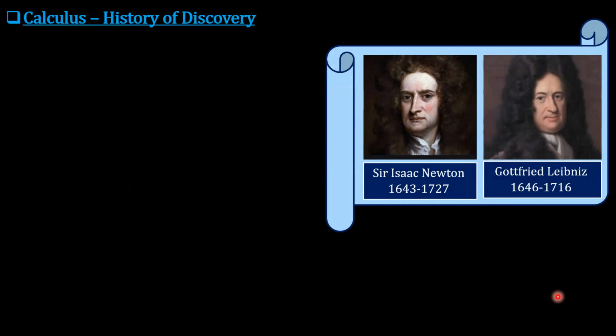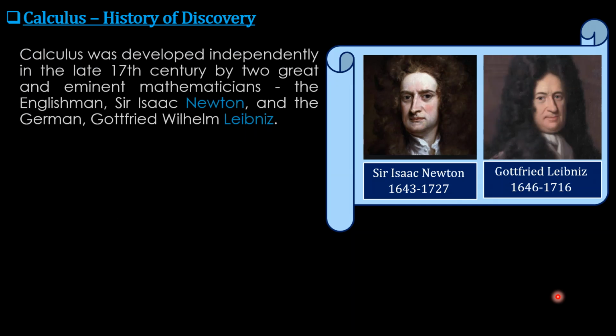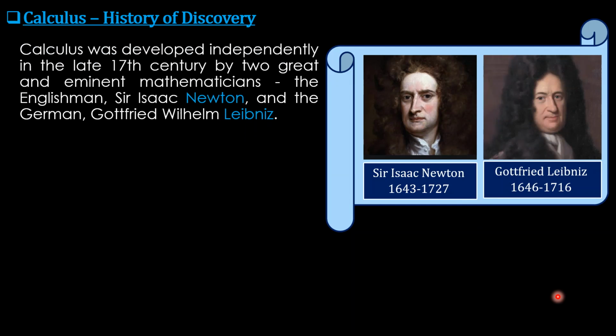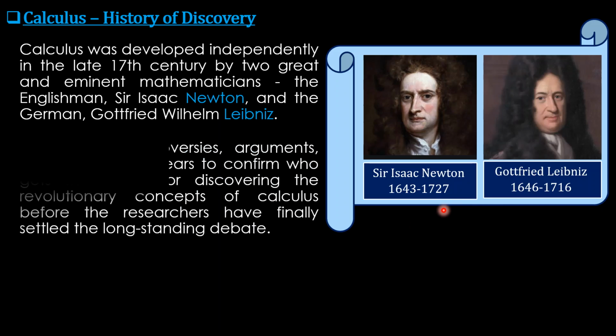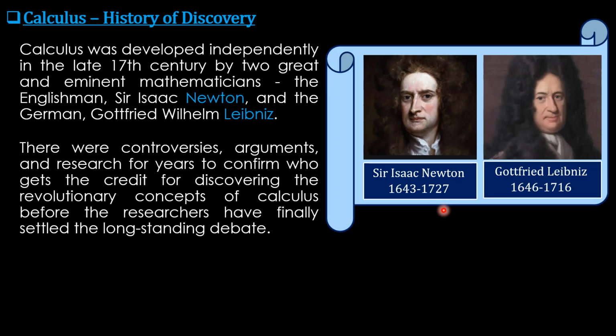Now history and discovery. Calculus was developed independently in the late 17th century by two great and eminent mathematicians, the Englishman Sir Isaac Newton and the German Gottfried Wilhelm Leibniz. There were controversies, arguments, and research for years to confirm who gets the credit for discovering the revolutionary concepts of calculus before the researchers finally settled the long-standing debate.